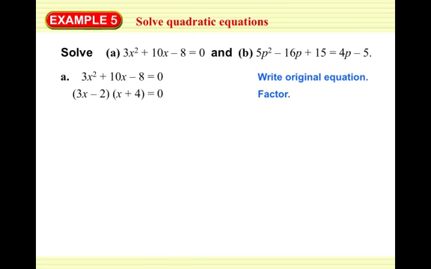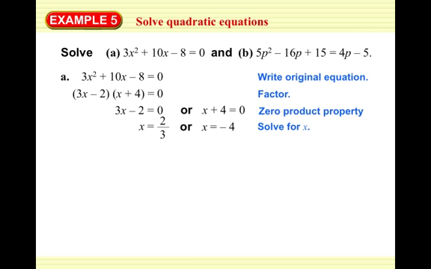So we set each factor equal to 0. So we get 3x minus 2 equals 0, x plus 4 equals 0, and so we just solve. So we get 3x equals 2. So dividing both sides by 3, we get x equals 2/3. For the second solution, we subtract 4 from both sides, and we get x equals negative 4.